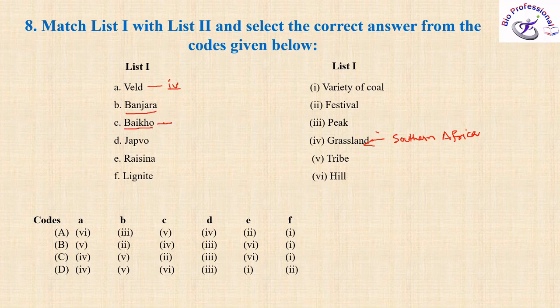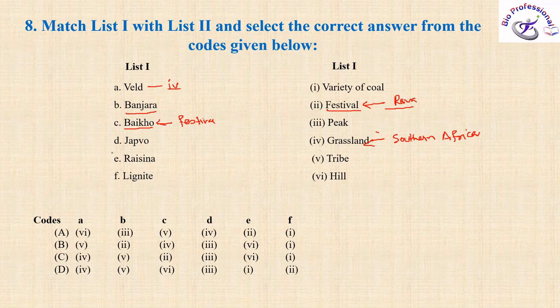Baikho. Baikho is a festival. Okay, sorry, I'm writing here. So festival means this thing. This festival is a culture of the Rabha community, a Rabha community from Assam. Okay, so this is a festival.